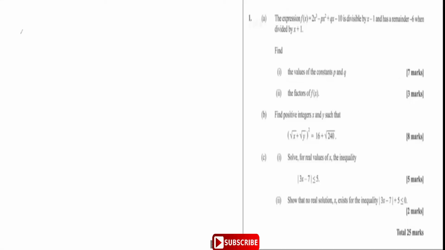Welcome. Today we're going to be going through minus px squared plus qx minus 10. So let's write that down. We have f of x is equal to 2x cubed minus px squared plus qx minus 10. Now let's hear what they say next.